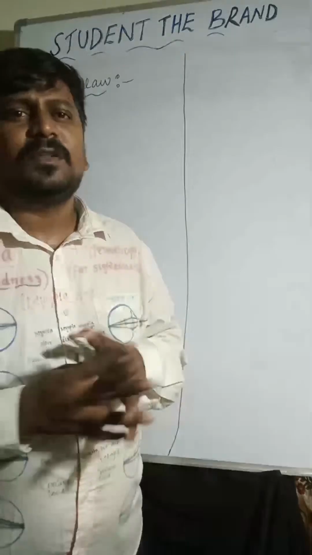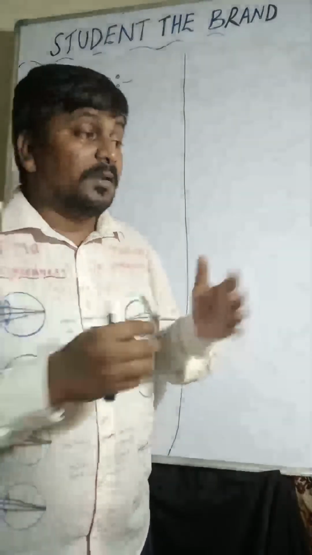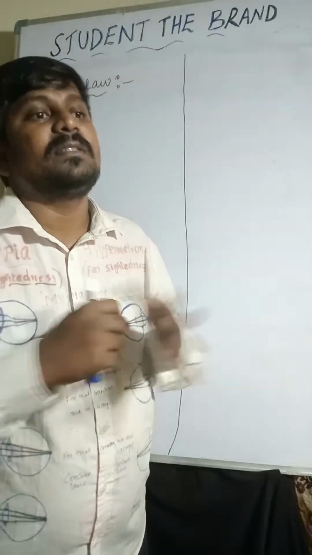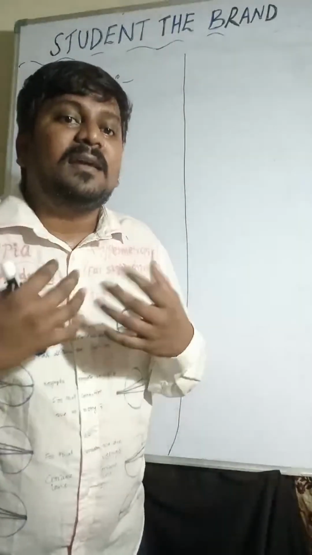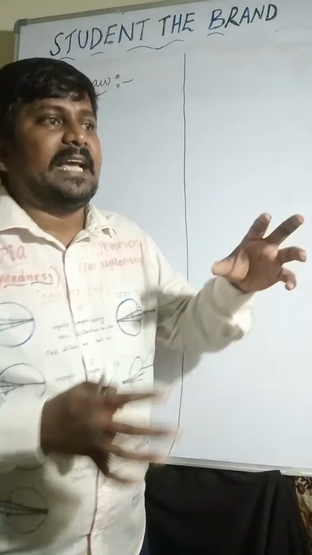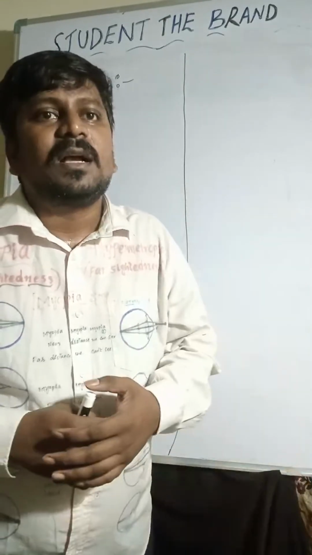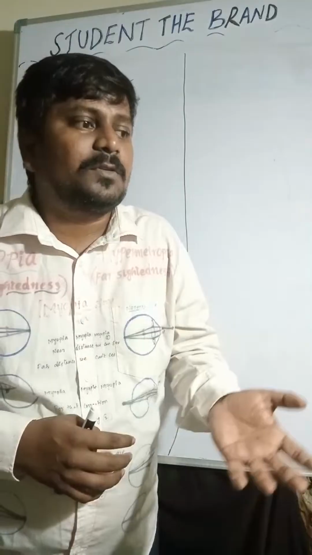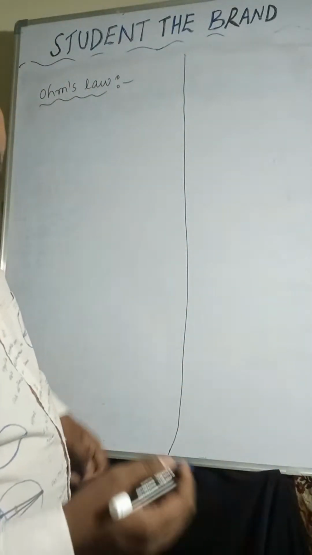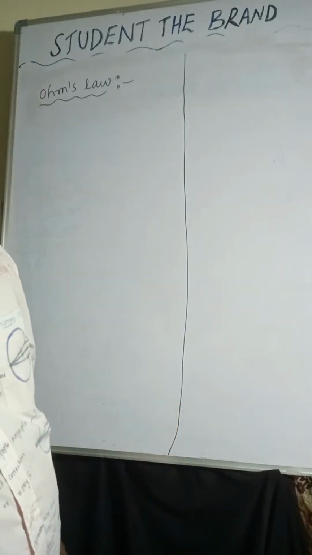Current is flowing through the conductor. Okay, if you take a resistor, the potential difference developed across the ends of the given metallic conductor, or simply we can say the potential difference across the ends of the given metallic conductor is directly proportional to the current flowing through it. V is directly proportional to I, V equals IR. So now you can observe V equals IR.